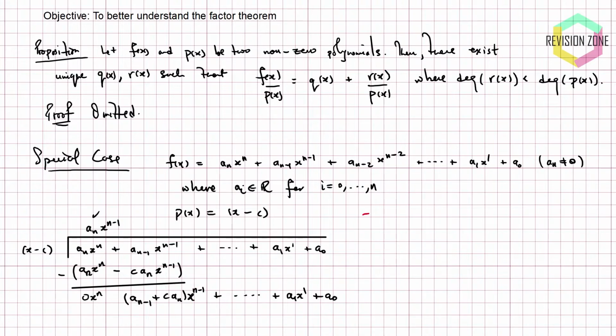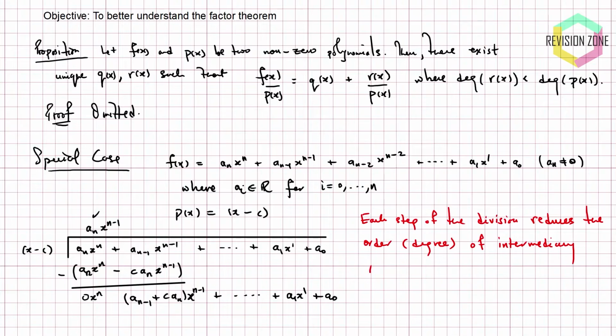Each step of the division reduces the order, or maybe I want to say degree, of intermediary polynomials by 1.